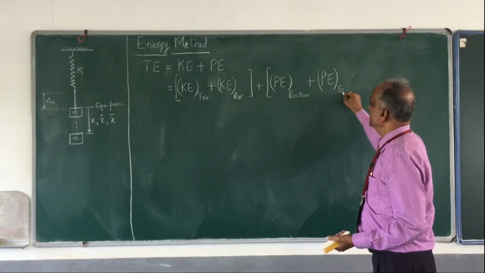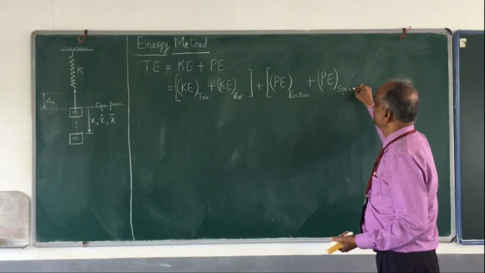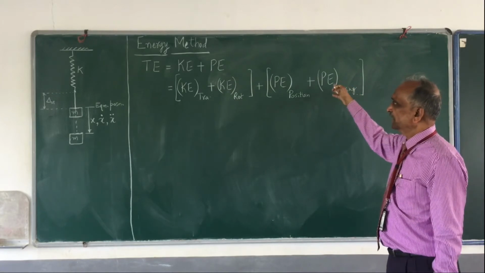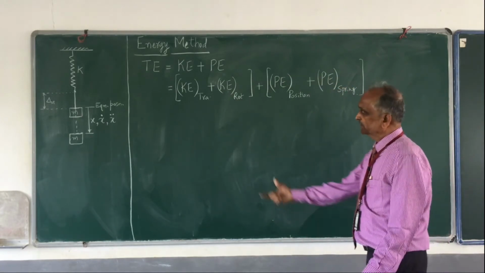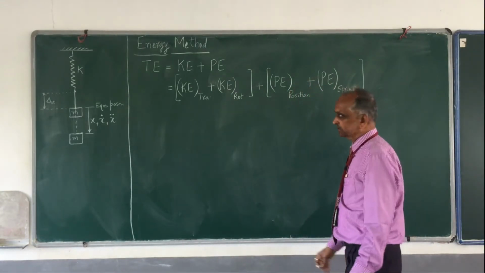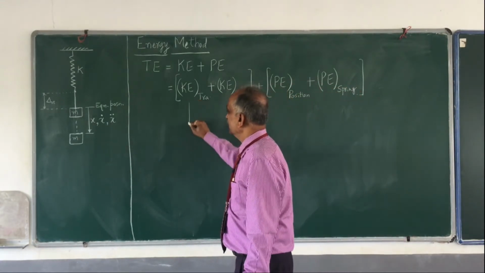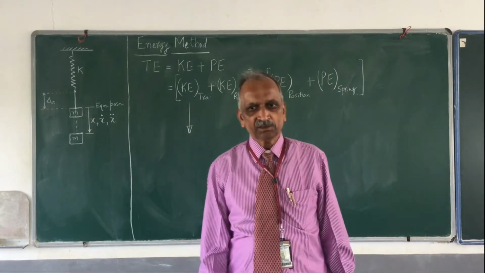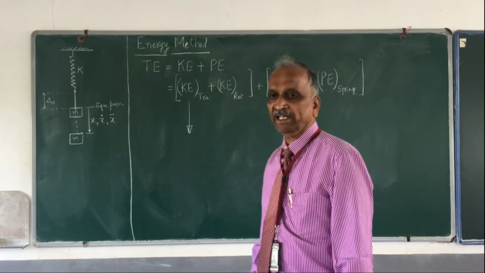Potential energy in the spring. So this is another way of having what is called potential energy. These two are kinetic energies, and these two are potential energies. Now let me calculate how to calculate the kinetic energy of a body which is moving along a straight line.